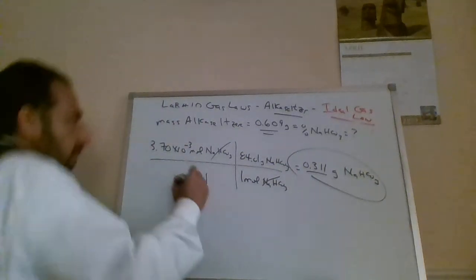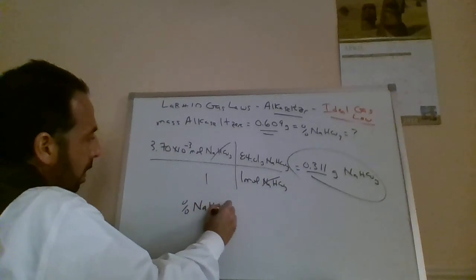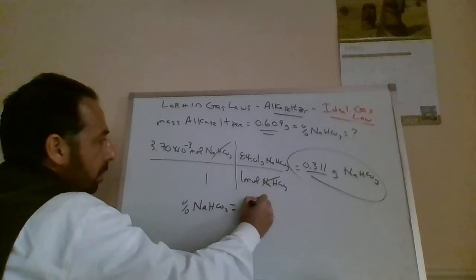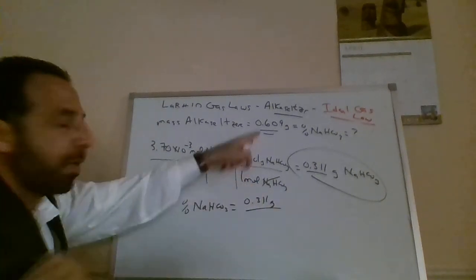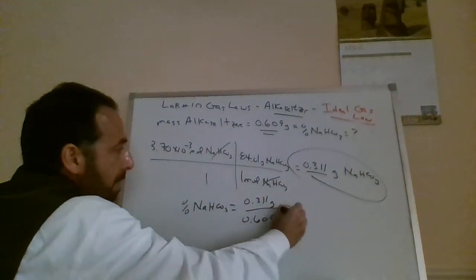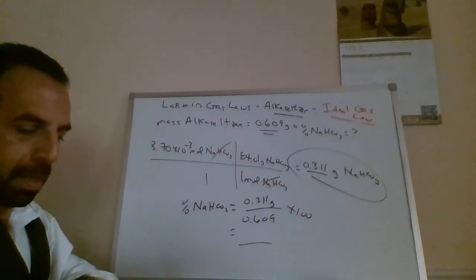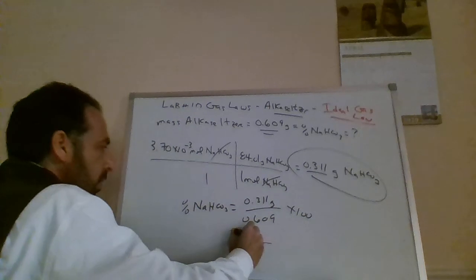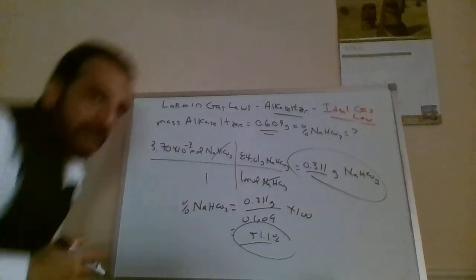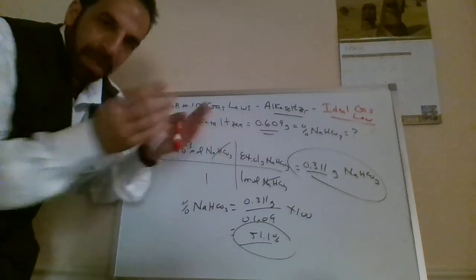To figure out the percent, to finish it off now, I take the grams of sodium bicarbonate divided by the grams of Alka-Seltzer, so that's the total grams, and then times 100. And when you do that, I got about 51.1%. So in Alka-Seltzer, about 51.1% of that is due to sodium bicarbonate. Again, the rest will be aspirin, etc.